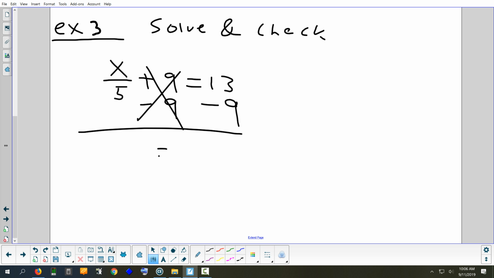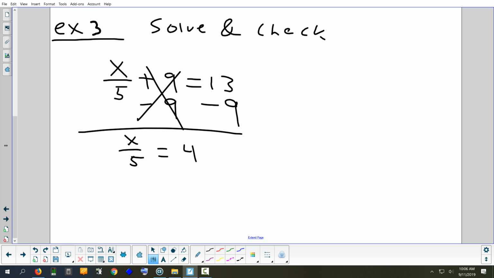What do you still have on the left side? This part didn't go anywhere yet. Yep, x over 5. We still have x over 5. And 13 minus 9 gives me, how about Lucas? 4. Good. All right, now we're ready to deal with the division. Any question why you had to subtract 9 first?